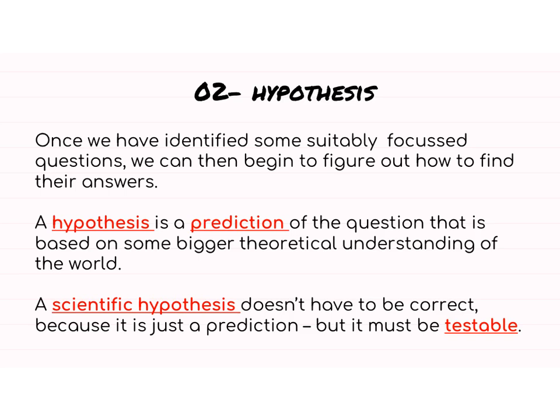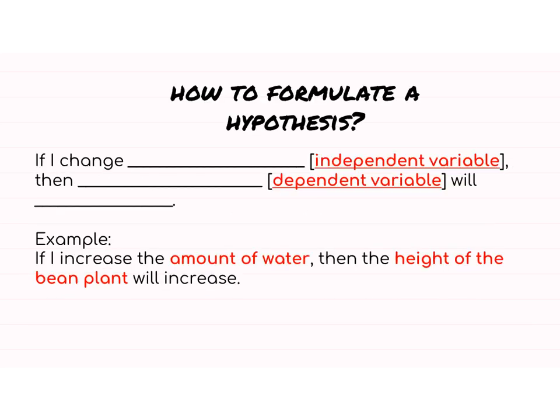It's not necessary for my answer to be a correct one, but it must be a testable one. So when I write a given scientific hypothesis, my hypothesis should be testable. I should be able to test whether my hypothesis is correct or not, but it's not necessary that my hypothesis is a correct one.